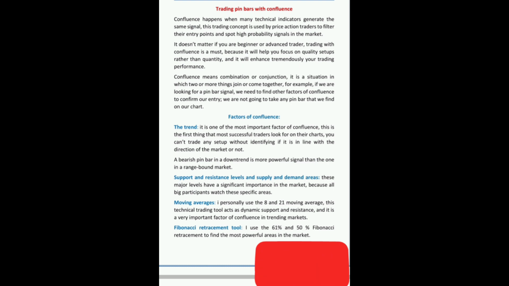Confluence means combination or conjunction. It is a situation in which 2 or more things join or come together. For example, if we are looking for a pin bar signal, we need to find other factors of confluence to confirm our entry. We are not going to take any pin bar that we find on our chart.